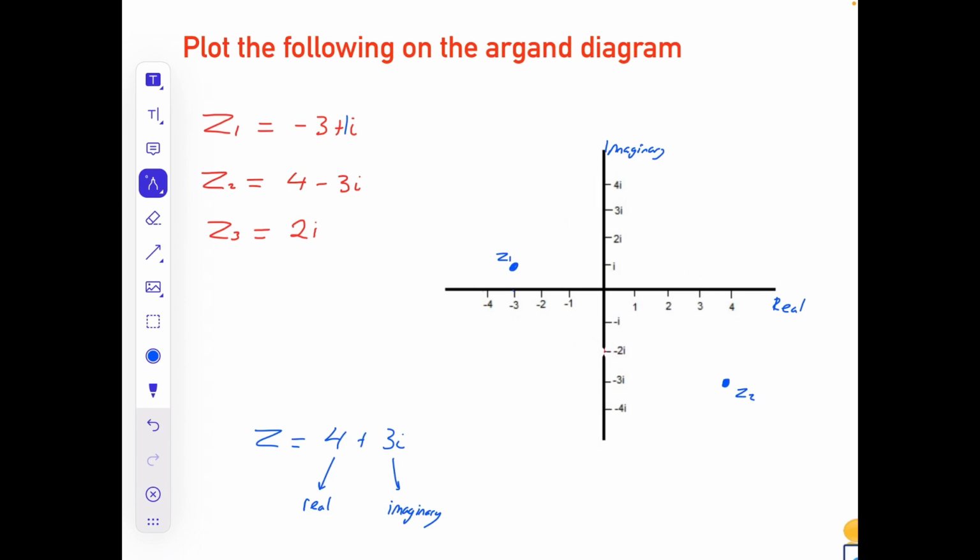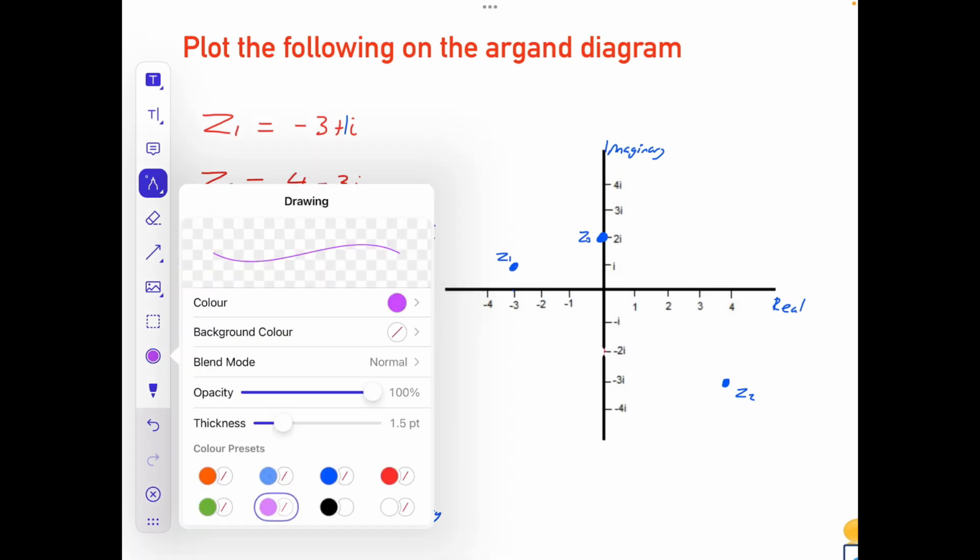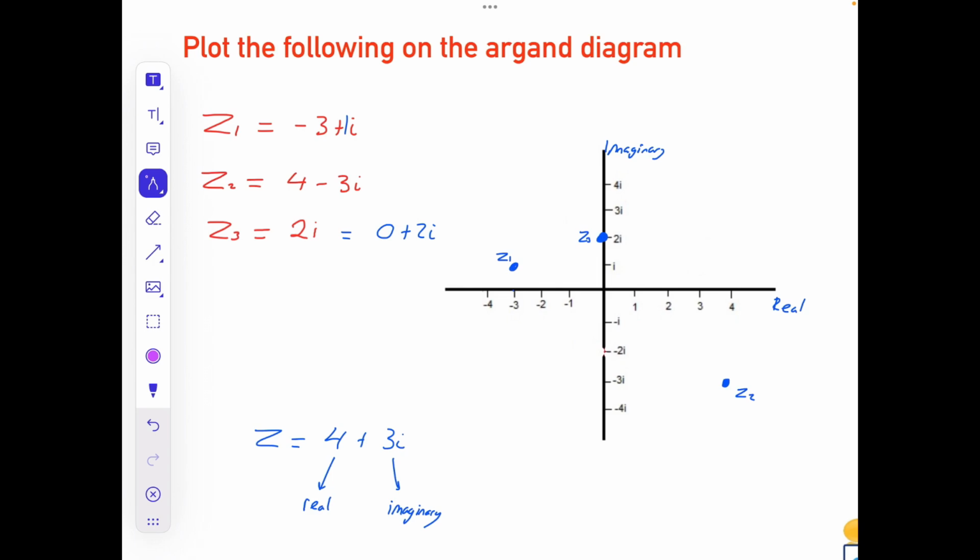And then finally we have 2I. Now that doesn't look like the normal one, as you usually have a number and then plus or minus something I. So I can say that that's the same thing as 0 plus 2I. 0 on the real axis would be here, and then plus 2I will bring me up as far as here. So that's Z3.